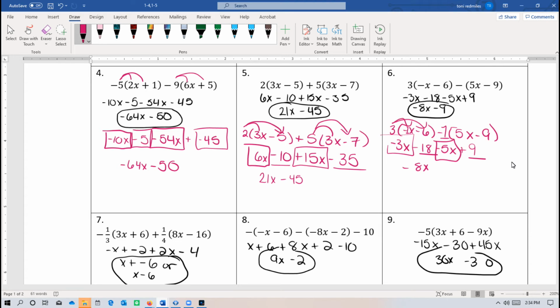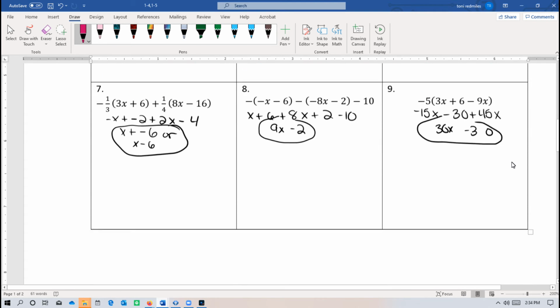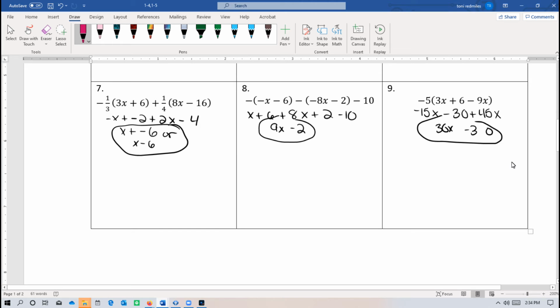I owe $18, but I have 9. I still owe 9. Oh, I thought we were halfway done, but we are just about done.